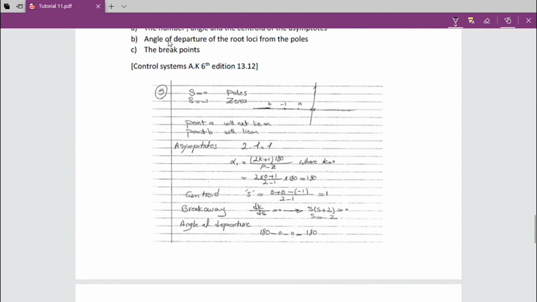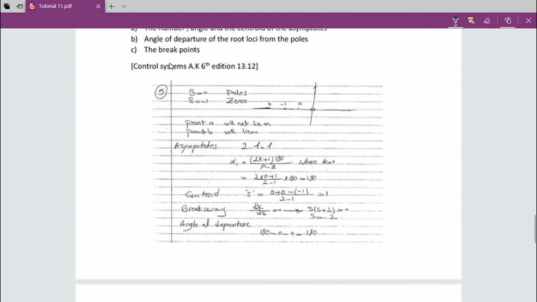Then you need to find the angle of departure of the root loci from the poles. So from the poles it will be 180 degrees minus 0 minus 0. This is because all of the poles and the zeros lie on the real axis, so the sum of those angles will be equal to 0, and so 180 degrees minus 0 minus 0, right. All the angles will be 0, so your angle of departure is equal to 180 degrees.